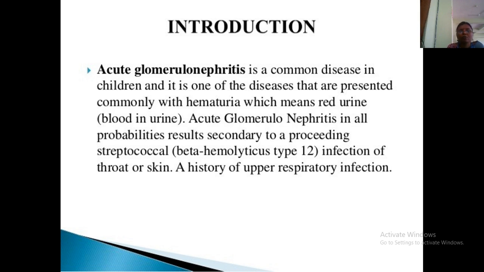What is acute glomerulonephritis? It is a common disease in children, and it is one of the diseases that commonly present with hematuria, which means red urine. Acute glomerulonephritis in all probability results secondary to a preceding streptococcal infection of the throat or skin. A history of upper respiratory tract infection must be there in a child.